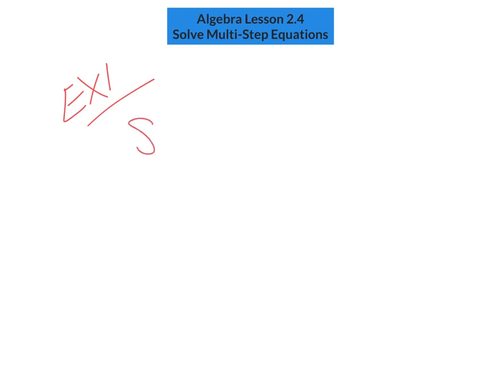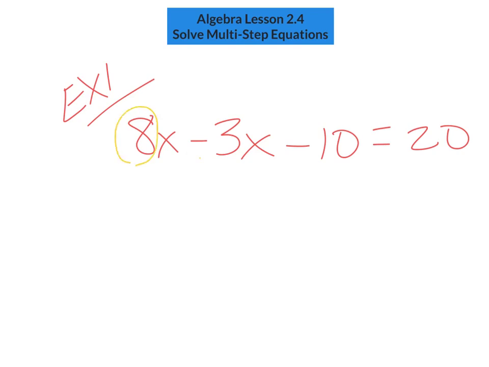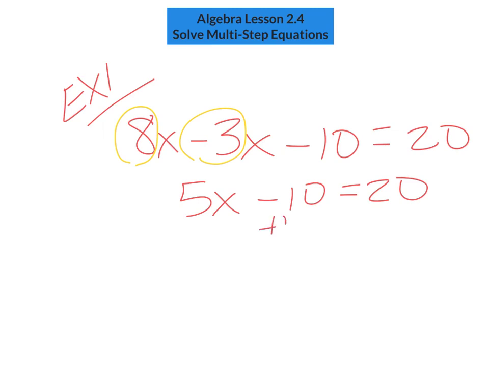We're going to solve 8x minus 3x minus 10 equals 20. So our first step is to combine like terms. Which terms are considered like terms here? Yes, the 8x and the 3x. So what am I going to do? Subtract. So I have 8 minus 3, which is 5x. And then I just rewrite. Now we add the 10.